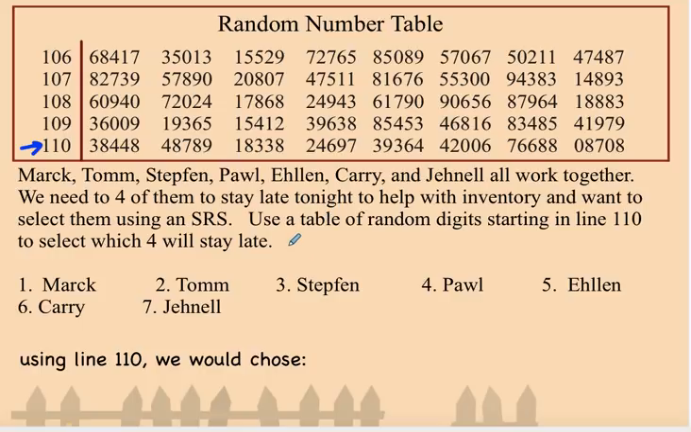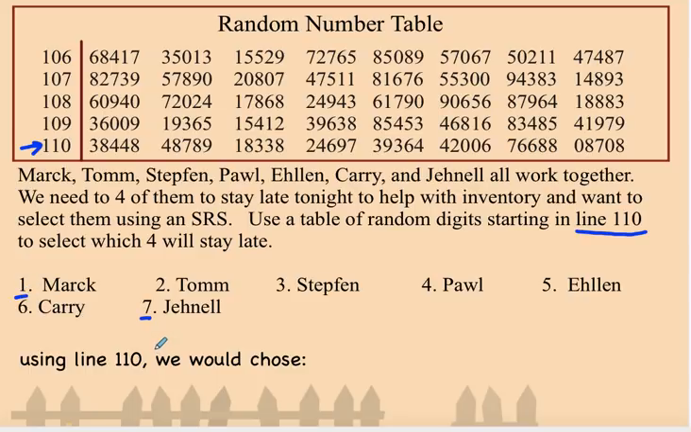Okay, so here's our first example. Mark, Tom, Stephen, Paul, Ellen, Carrie, and Janelle all work together. We need 4 of them to stay late tonight to help with inventory and want to select them using an SRS. Use a table of random digits starting in line 110 to select which 4 will stay late. So I have 7 people. I assigned them a number, 1 through 7. Because the last person is a single digit, I can start the first person at 1.